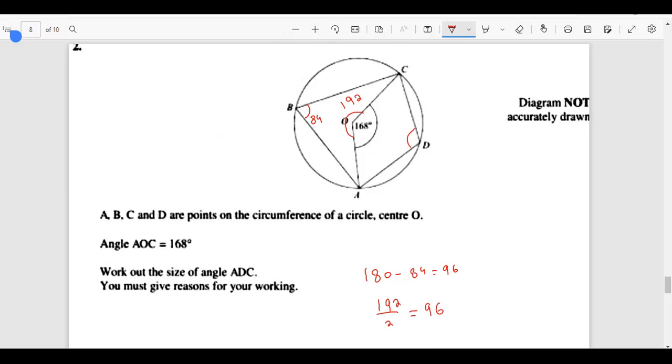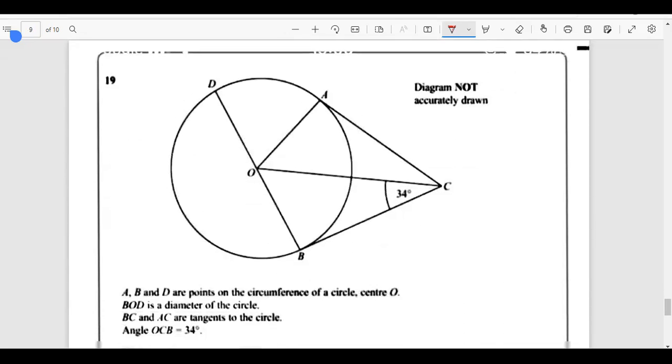In this chapter, since we have discussed multiple ways, you can just use your working and give your reasons. As long as you're using some property, it should be correct. So this was the first question from circle theorems. Let's talk about another one.